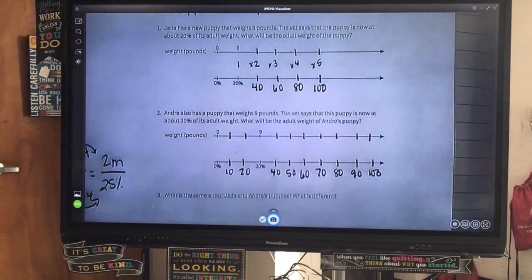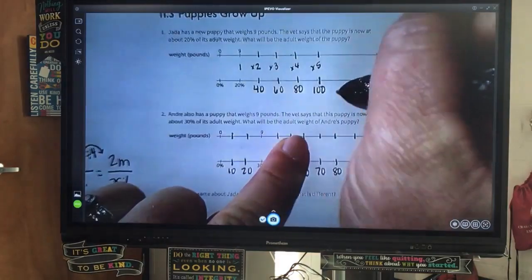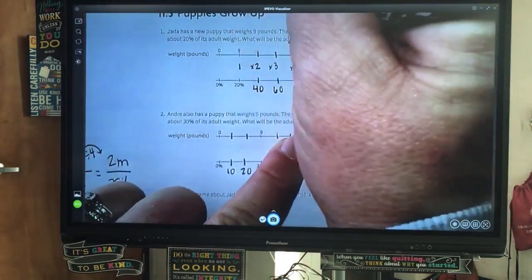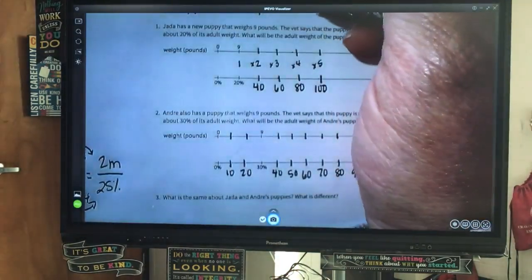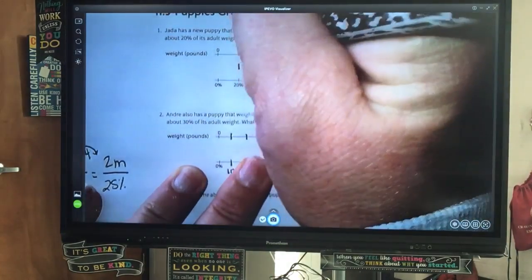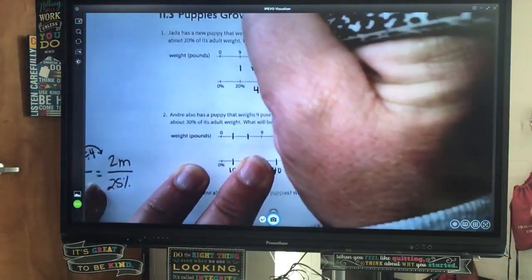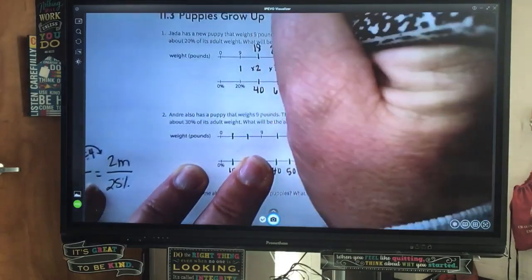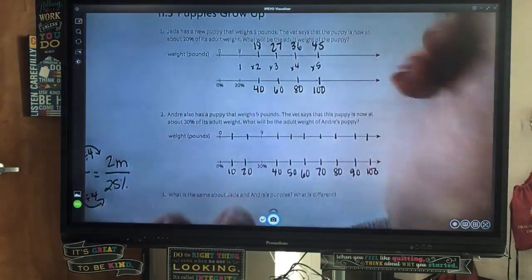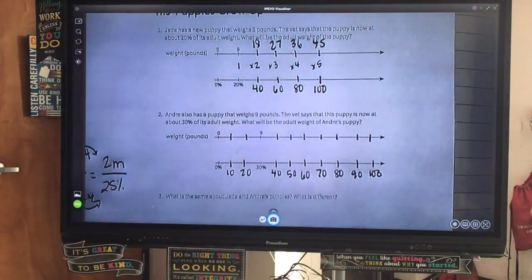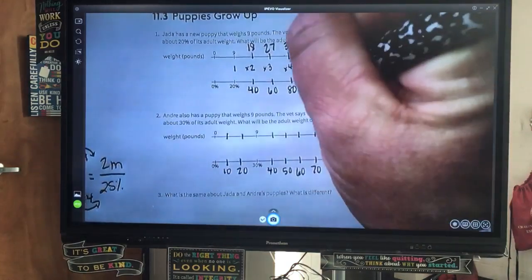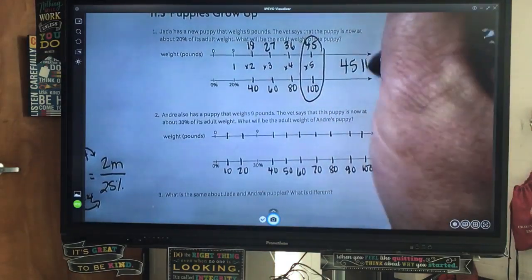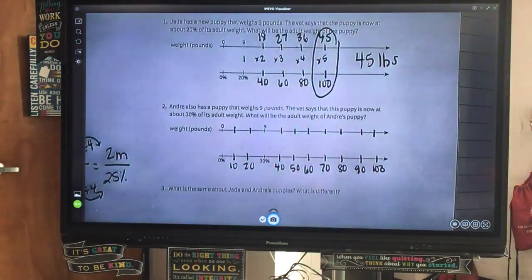I feel like everybody got number one. So we're increasing by 20% on the bottom. What are we increasing by on the top? Raise your hand and help me fill out my top. Christiana? Okay, so what comes next? Yep. Okay. So then the question is, what will be the adult weight of the puppy? You should tell me 45 pounds. That should be your answer.